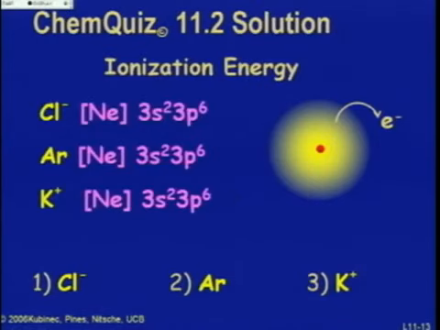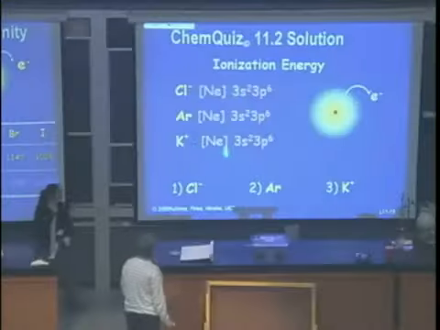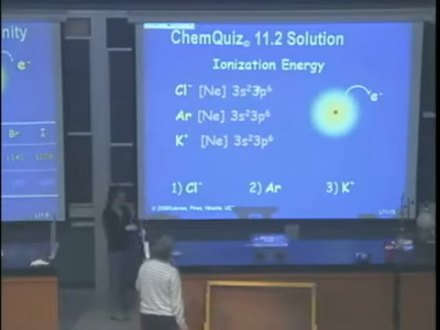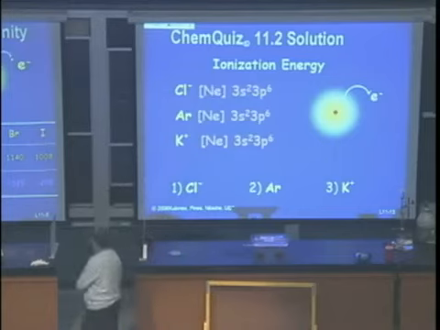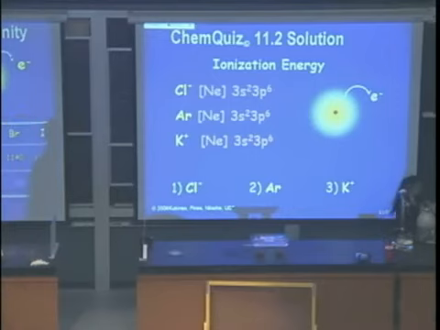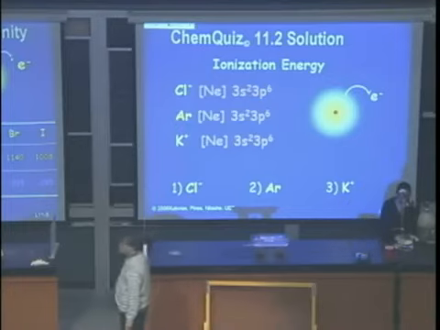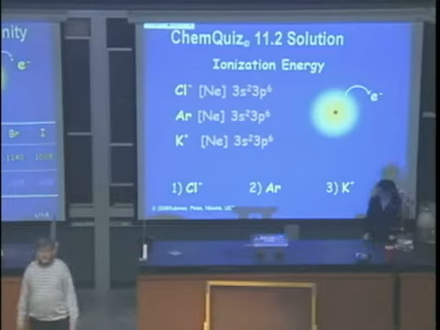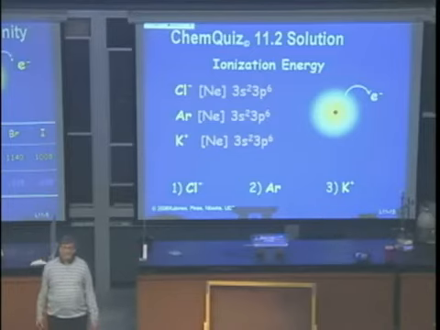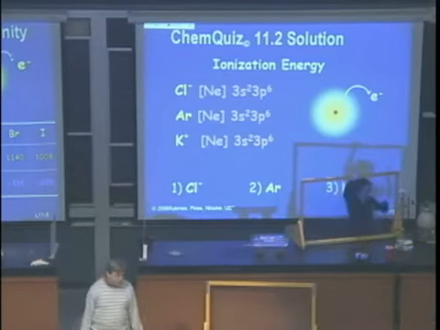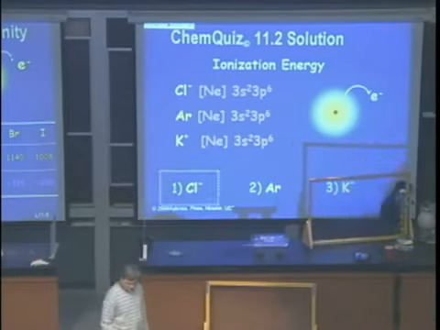So they are isoelectronic. They all have neon-filled orbitals so that this quantum level is filled. 3s2, 3p6, 3s2, 3p6. Which one has the highest nuclear charge? Potassium. What's the second highest nuclear charge? Argon. And the lowest nuclear charge? Okay, so which one would be the easiest to remove that electron from? Chlorine, because it just doesn't pull as hard, right? Good, the answer was chlorine.